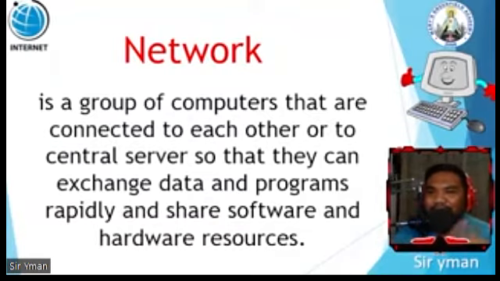So basically, if you're going to connect the computers and other devices together, it will give them the opportunity to communicate to each other, and it is called network. Okay, so computers that are interconnected to each other together with printer is called network. Okay, so there are two types of network.